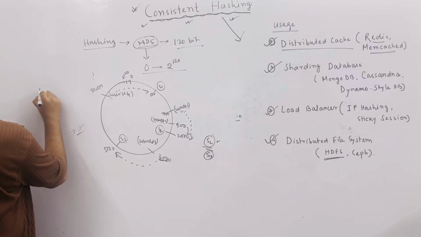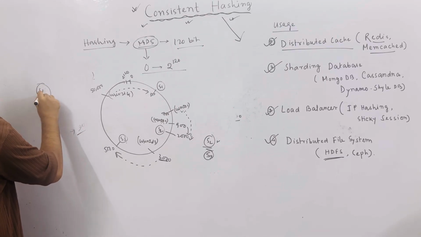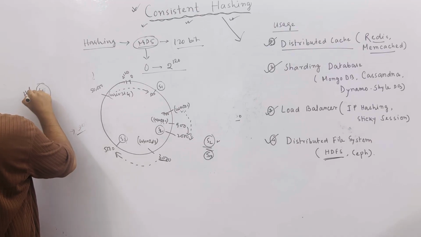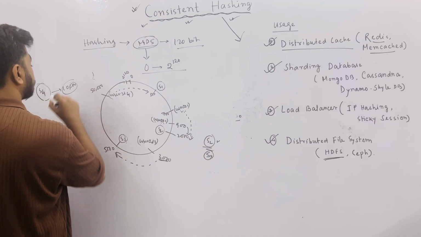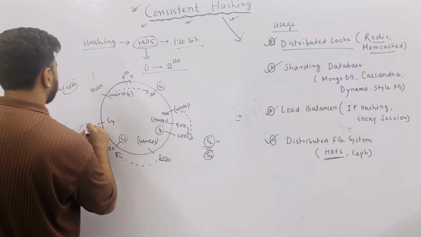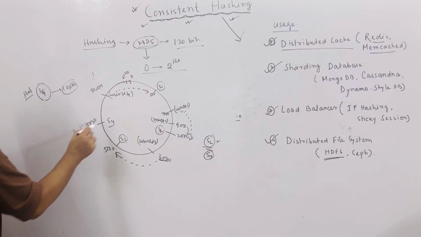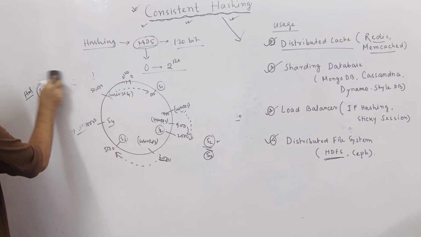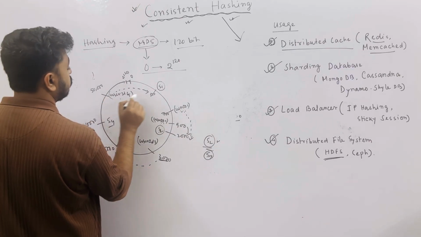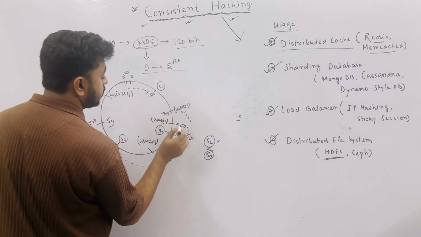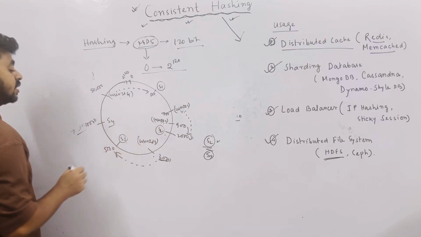Now we will add another server, S4. We did a hash of it, and suppose the hash comes as 10,000. So this is 10,000 and S4 is here. We have added S4 here. Then what is the impact? There is no impact. You just check: user ID 4 will still be served by S1, user ID 1 by S2, user ID 2 by S2, and user ID 3 by S3.